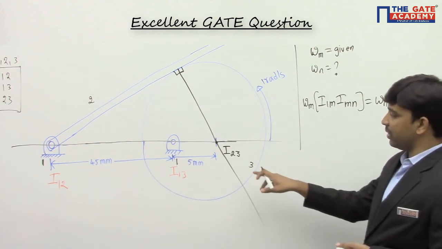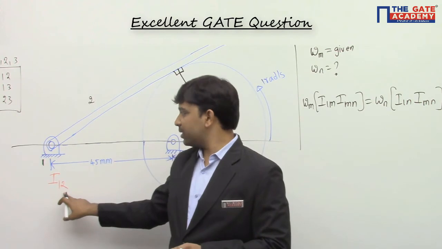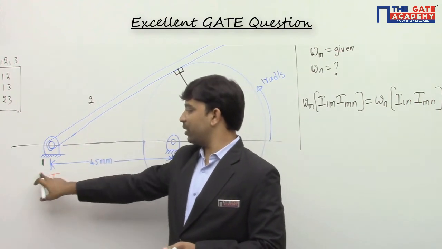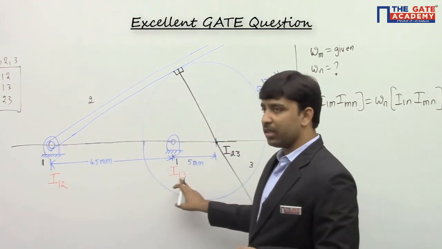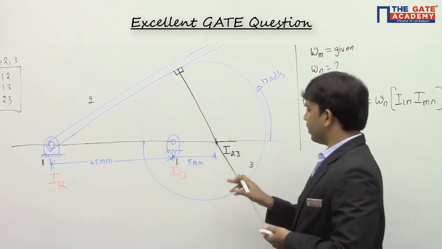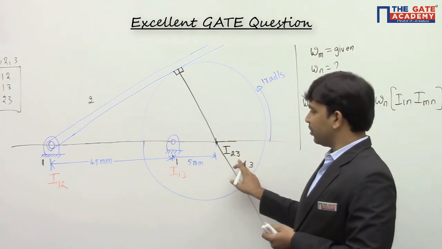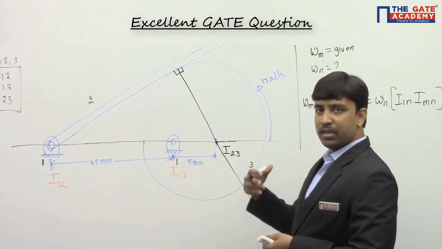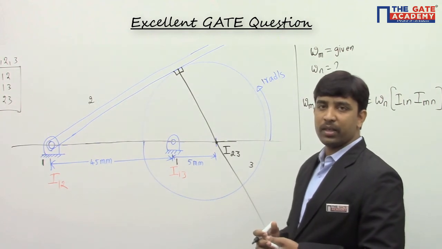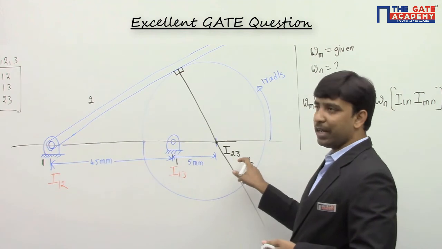So this is relative instantaneous center. If you see I12 and I13, I12 is nothing but the instantaneous center of link 2 with respect to link 1. These types of instantaneous centers with respect to the fixed link, we call absolute I centers. And you can see this I23 is the instantaneous center of rotation of link 2 with respect to link 3. So these types of I centers, the instantaneous center of rotation of one link with respect to another link where the other link is not the fixed link, are called relative I centers.